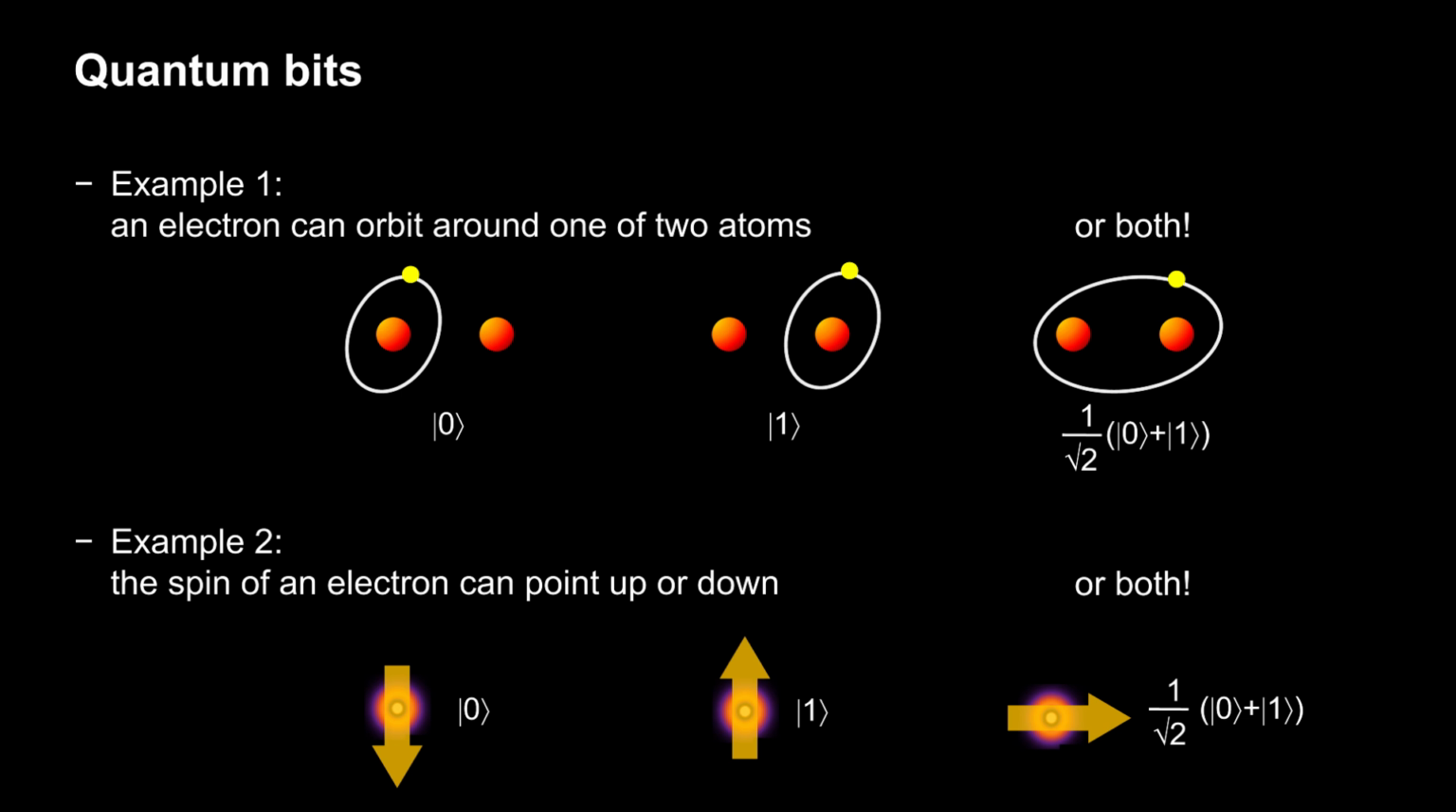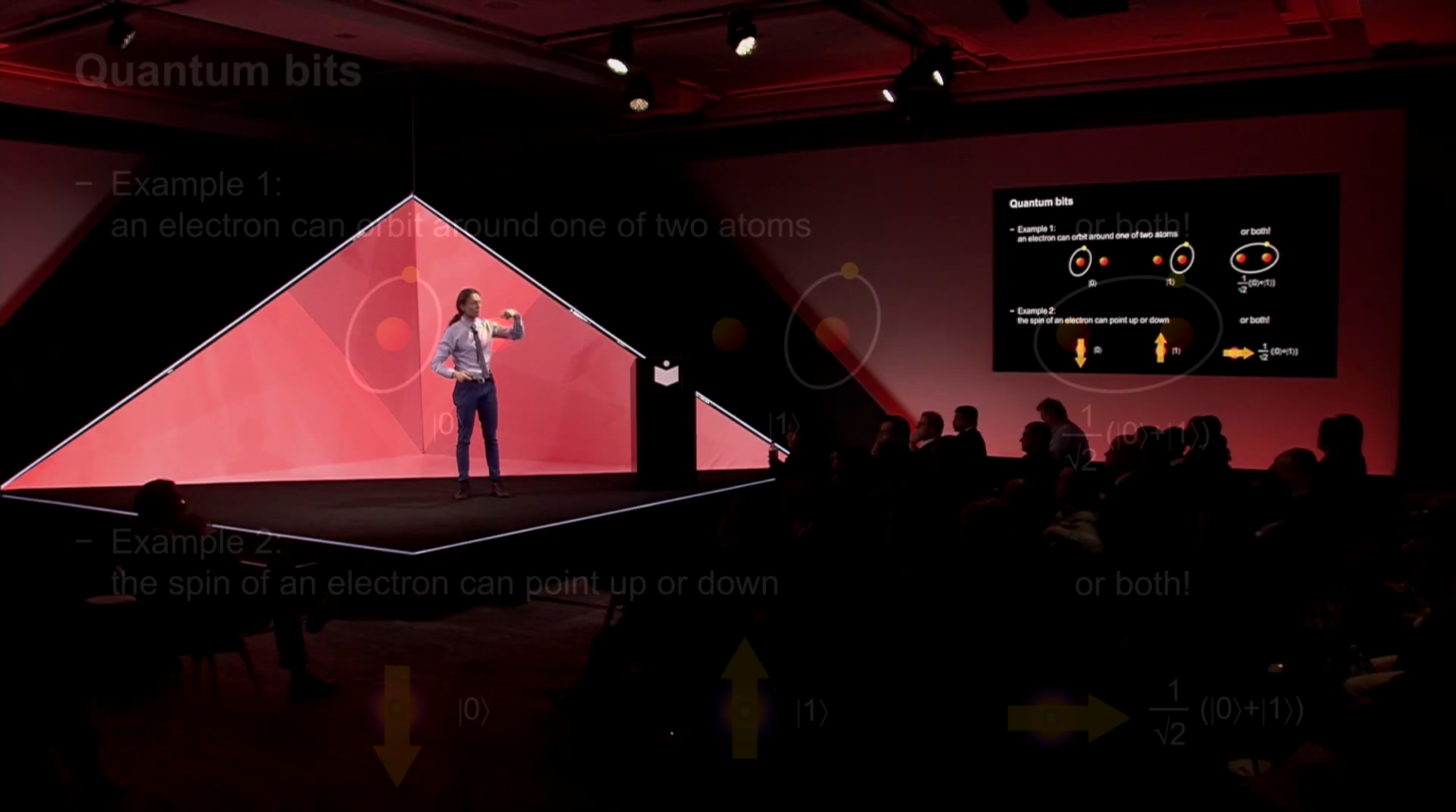Another example is the spin. So I can call spin down a 0, spin up a 1. And again, another natural state is the superposition of up and down. Now, this in itself doesn't give you very much. You only start to understand the power of quantum computing when you look at multiple bits. And I'm going to give you an example here.